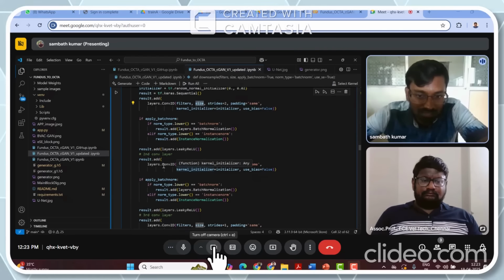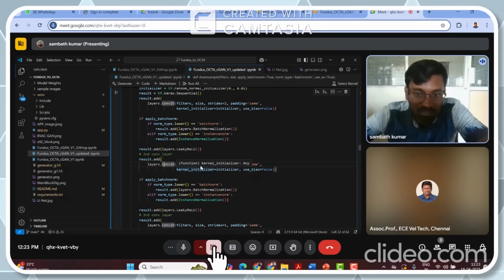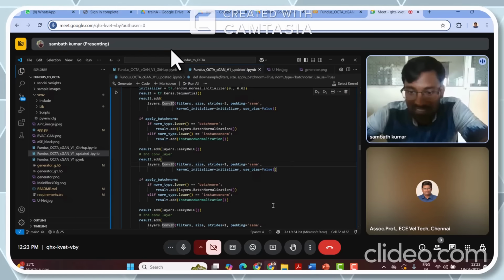In the second layer, likewise we have filters, then kernel size, then strides. Here we reduce the strides to 1. Then here also we call either batch normalization or instance normalization. This is the general representation. Whenever we did training, we tried both batch normalization as well as instance normalization, and we got a good output when we chose instance normalization. That is why we have mentioned both here.